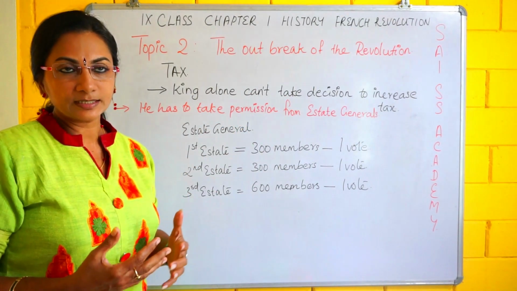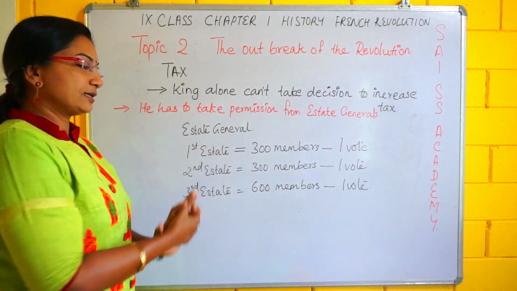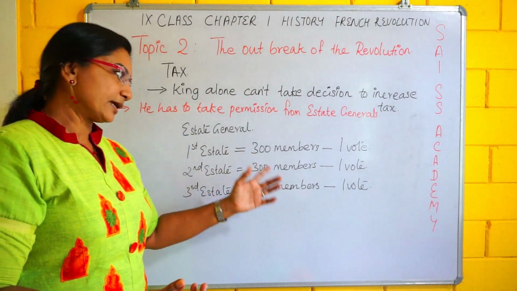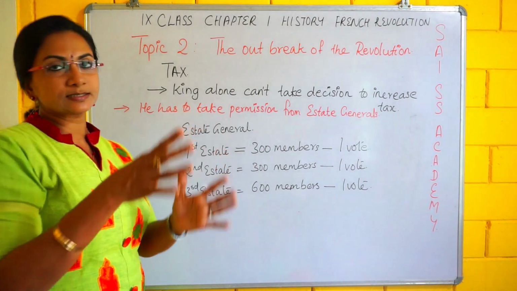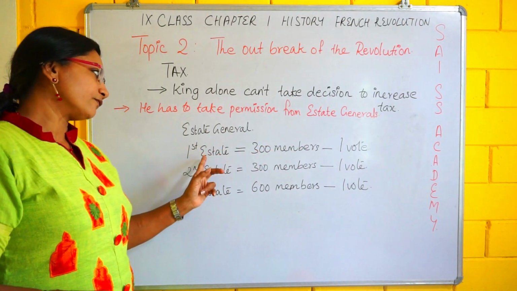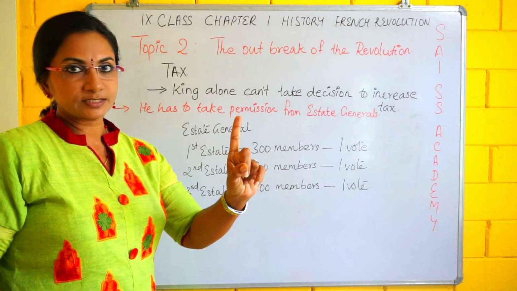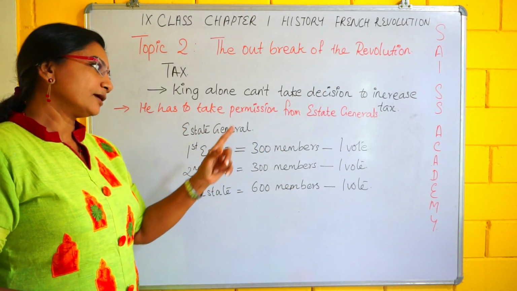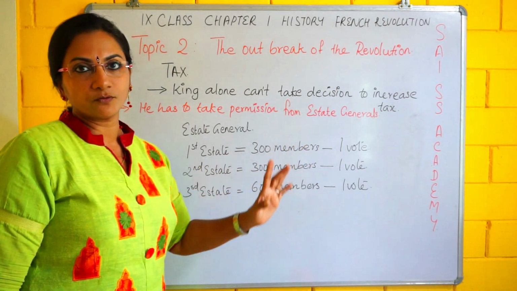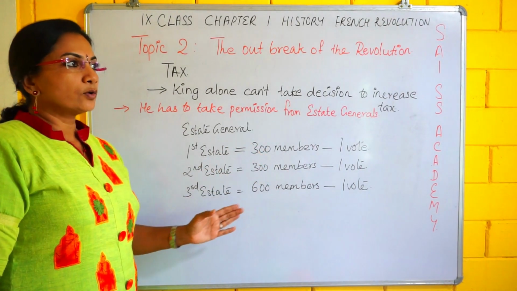We already learned about it, isn't it? Again, I am going to discuss the Estates General. The first estate consists of 300 members, the second estate consists of 300 members, and the third estate consists of 600 members. But the thing we have to note here is that even if 300 members are there for the first estate, altogether only one vote is there for the first estate. The second estate is the same, only one vote. And for the third estate, even though 600 members are there, altogether they have only one vote.